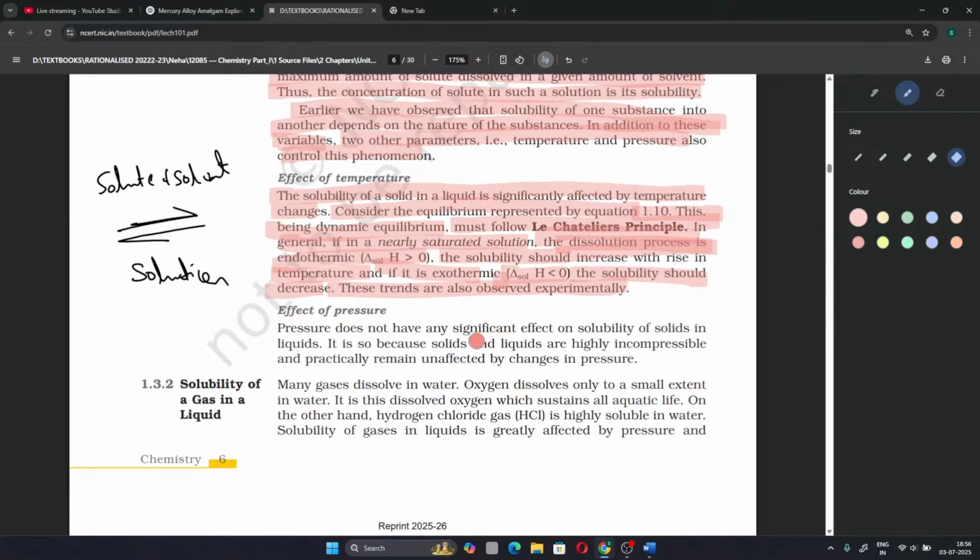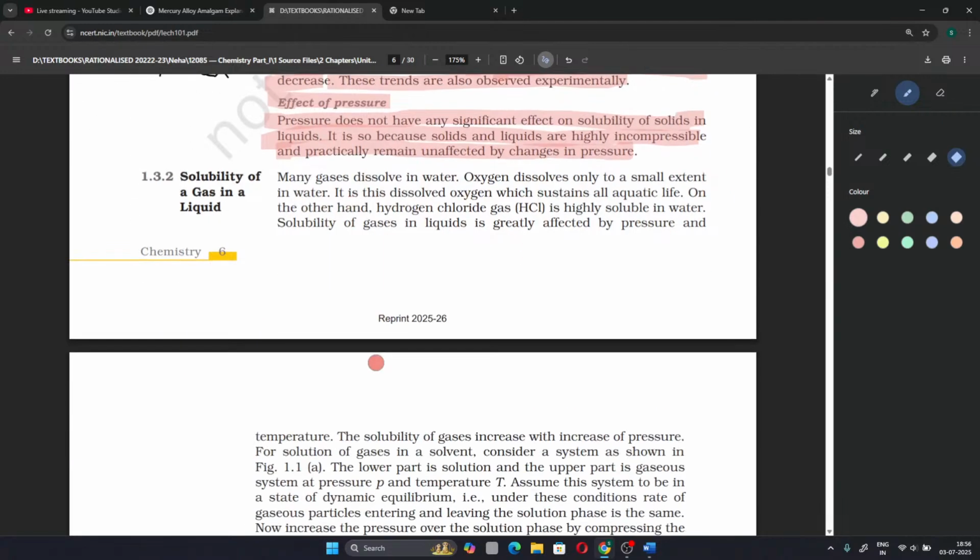Then effect of pressure. Pressure does not have any significant effect on solubility of solids in liquids. It is so because solids and liquids are highly incompressible and practically remain unaffected by changes in pressure. But it does affect gases in liquids, as we will see in Henry's law, the solubility of a gas in a liquid.